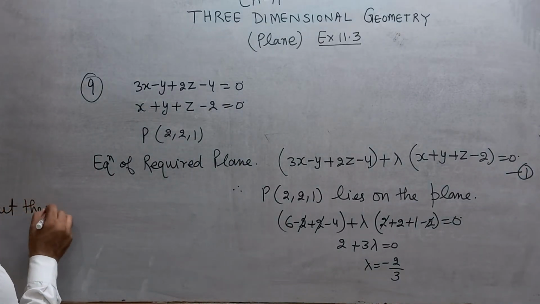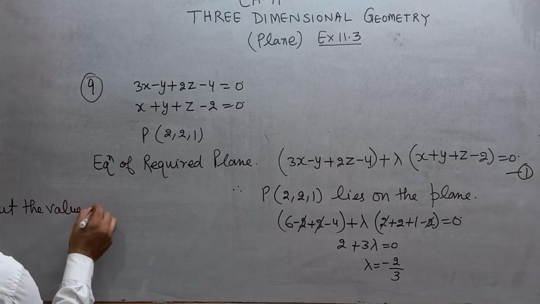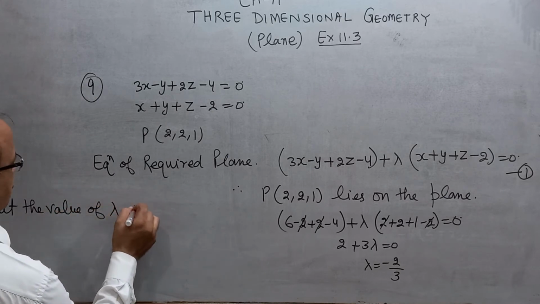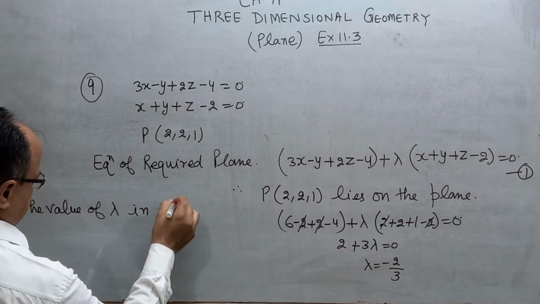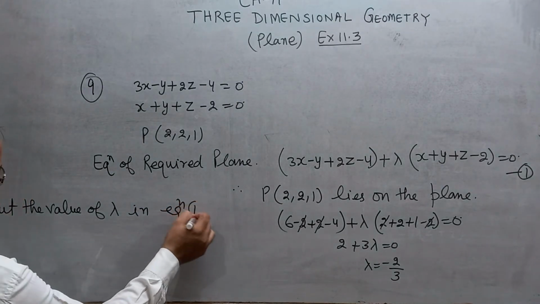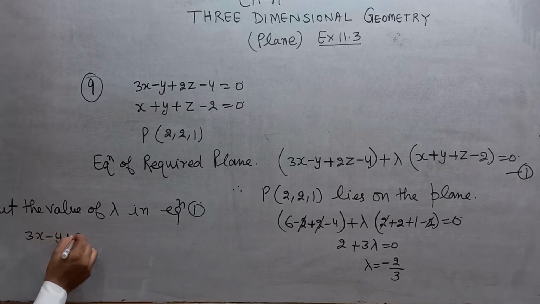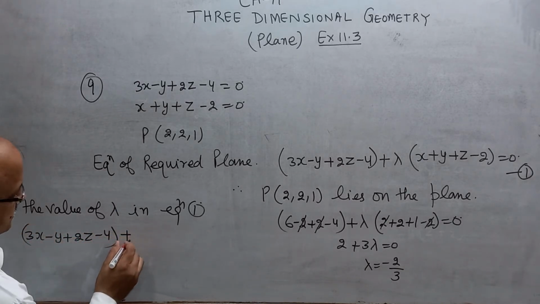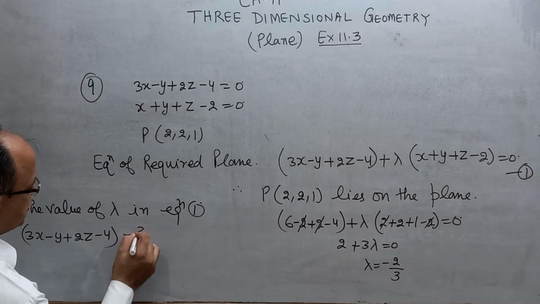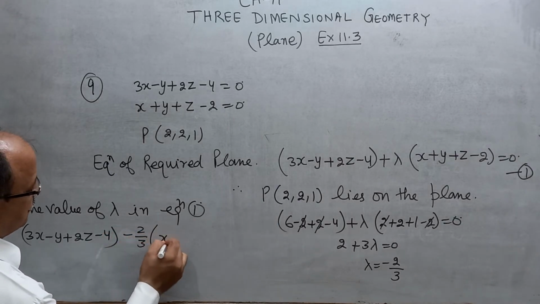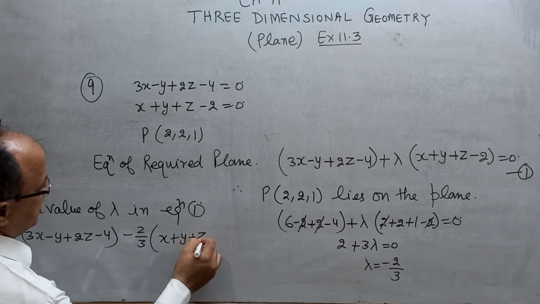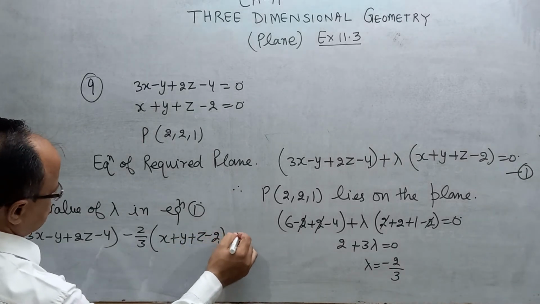Put the value of lambda in the equation first. You know that 3x minus y plus 2z minus 4 plus the value of lambda, minus 2 by 3, times x plus y plus z minus 2 is equal to 0.